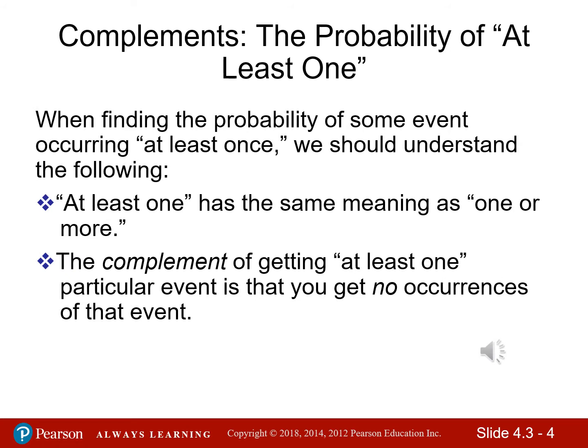When finding the probability of some event occurring at least once, we should understand the following. First, at least once has the same meaning as one or more. And second, the complement of getting at least one particular event is that you get no occurrences of that event.